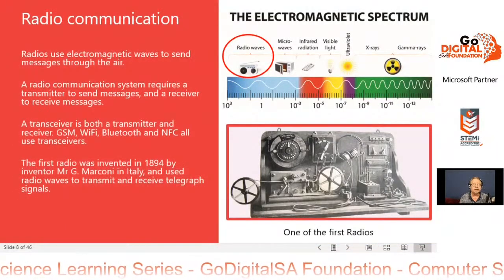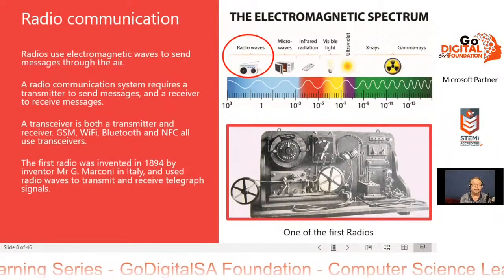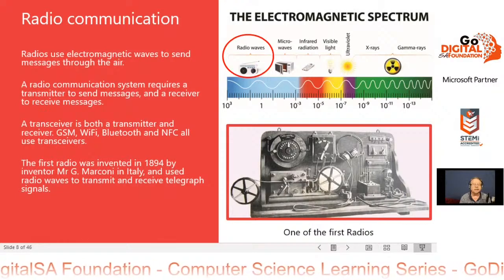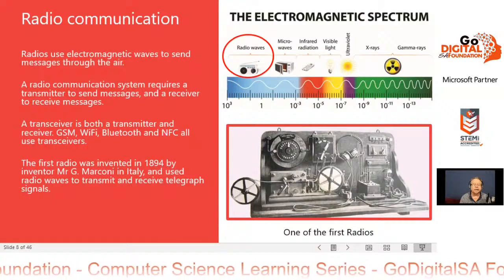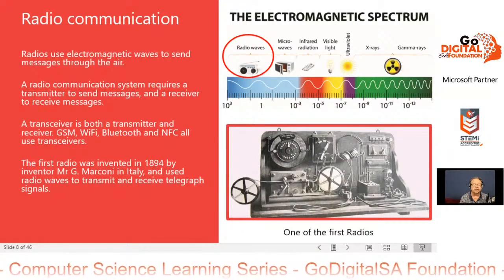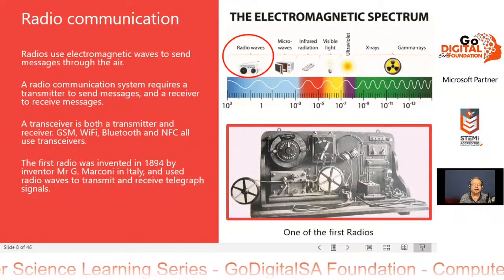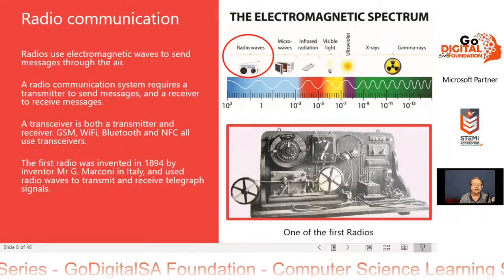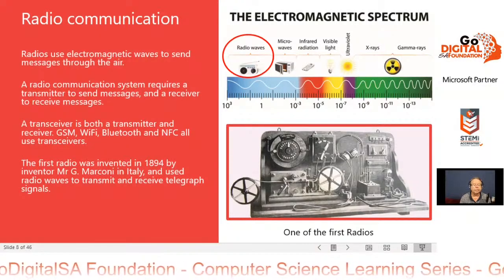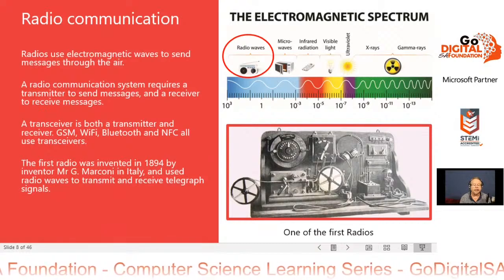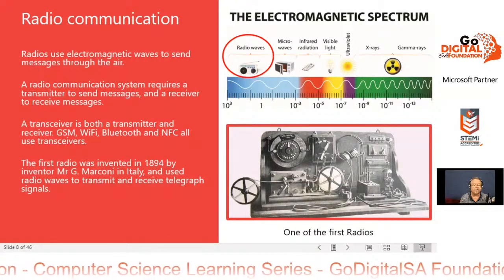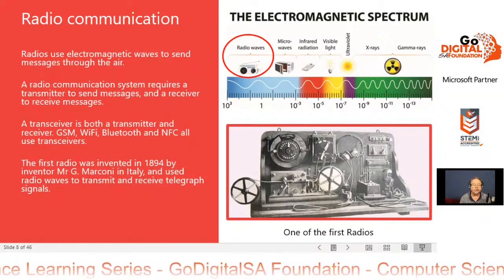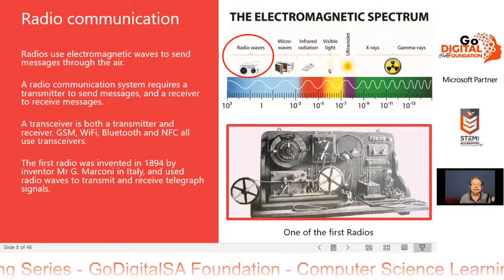So radio communication. Radios use electromagnetic waves to send messages through the air. A radio communication system requires a transmitter to send messages and a receiver to receive messages. A transceiver is both a transmitter and receiver. GSM, Wi-Fi, Bluetooth, and NFC all use transceivers. The first radio was invented in 1894 by the inventor, Mr. G. Marconi, in Italy, and used radio waves to transmit and receive telegraph signals.